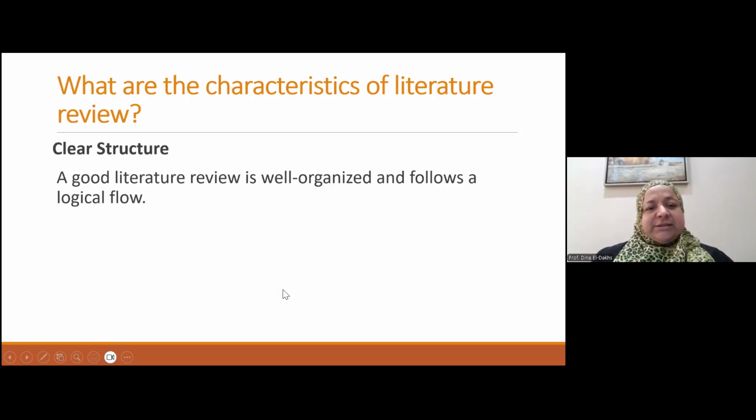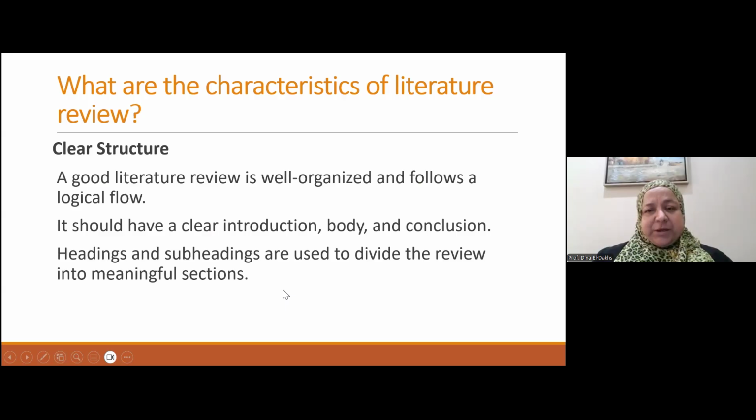Another important characteristic, which we will elaborate on later, by the way, is clear structure. The literature review needs to be very well organized and follow a clear logical flow. Whatever headings that you choose, whatever paragraphs you write within each heading, they need to be following a logical flow.